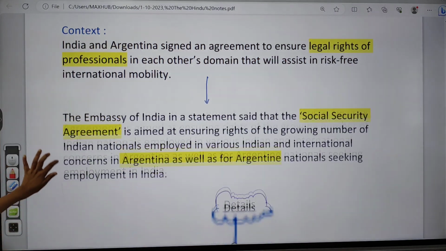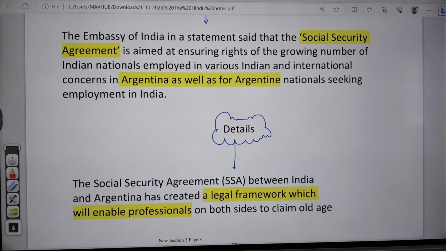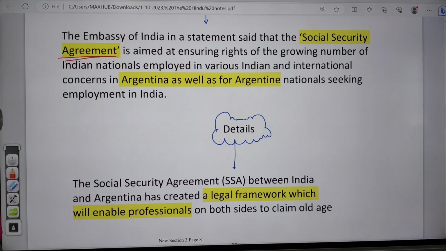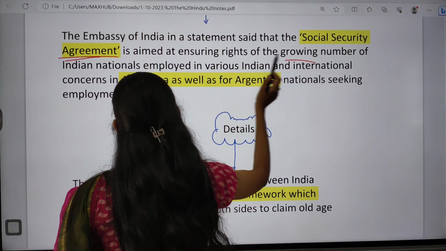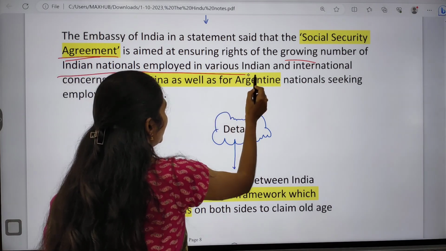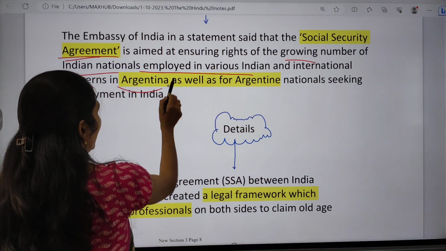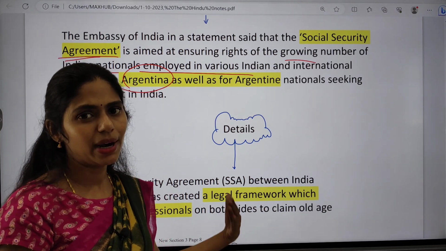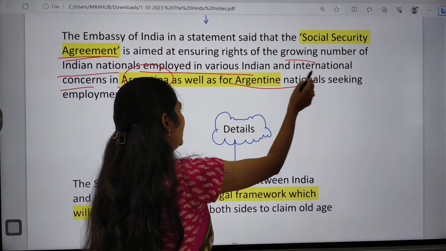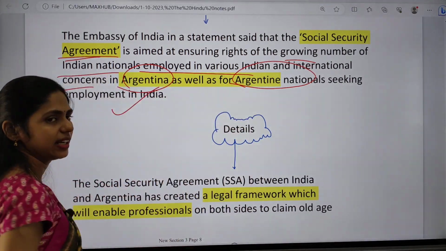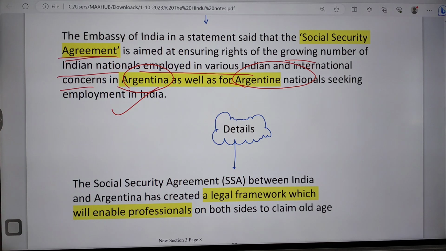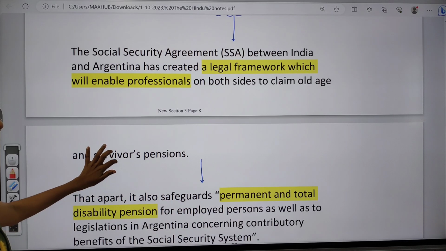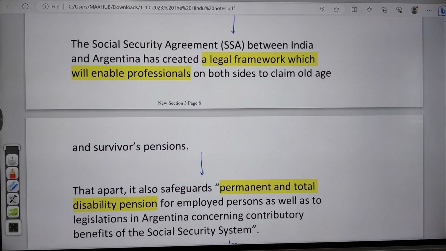Now the Embassy of India said in a statement that the social security agreement is aimed at ensuring the rights of the growing number of Indian nationals employed in various Indian and international concerns in Argentina. And not only Indians present in Argentina, but also Argentine nationals in India who are seeking employment in India. This social security agreement between India and Argentina has now created a legal framework.